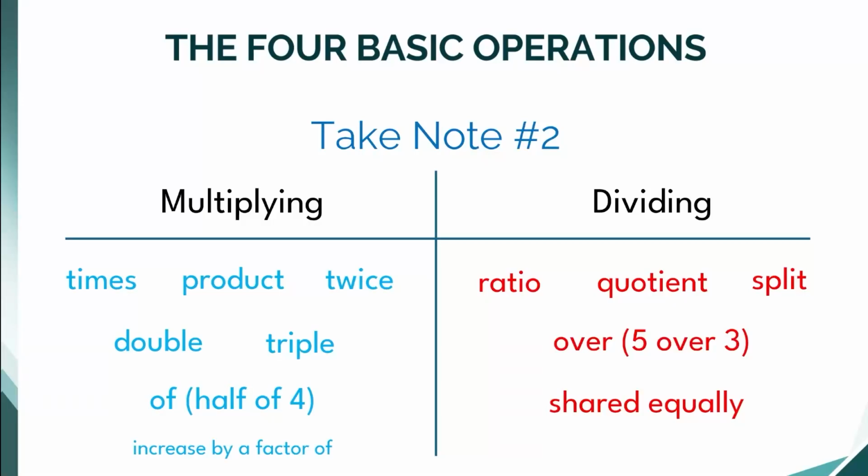You can say the quotient. So for example, if we say, what is the quotient of 10 divided by 5? The quotient would be 2. You can do a split, like split 12 into 3 groups. That basically means 12 divided by 3. Over, think about fractions, right? If we say 5/3, what we really mean is 5 divided by 3. Shared equally. Let's say we have $100 and we want to share it equally among 20 people. That would be 100 divided by 20. So a lot of different ways to talk about these things.